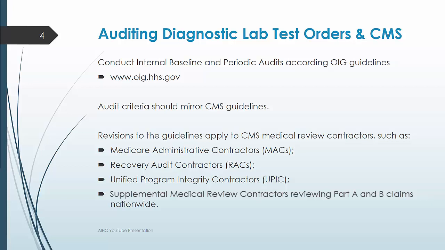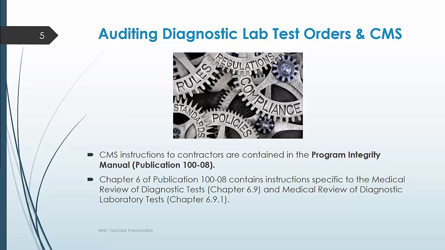The revisions apply to CMS's medical review contractors, such as Medicare Administrative Contractors, Recovery Audit Contractors, the RACs, the Unified Program Integrity Contractors, and Supplemental Medical Review Contractors, reviewing Part A and Part B claims nationwide. CMS's instructions to the contractors are contained in what's called the Program Integrity Manual, and that can be gotten from cms.gov under the Rules and Regulations Internet Manuals. It's specifically publication 100-08, Chapter 6, section 6.9.1.